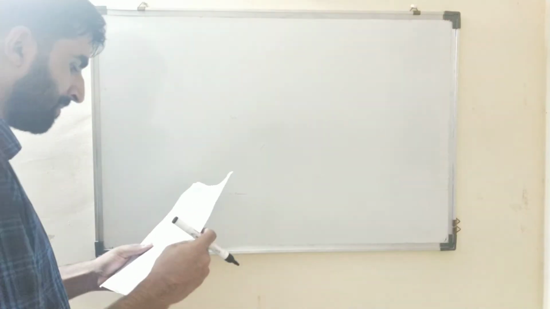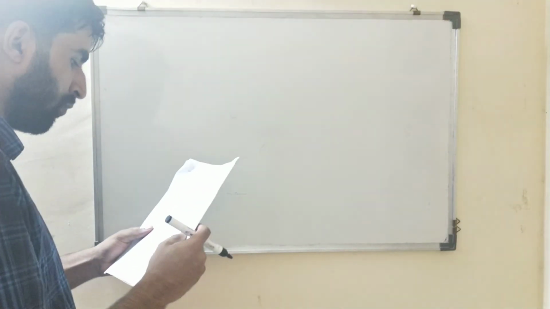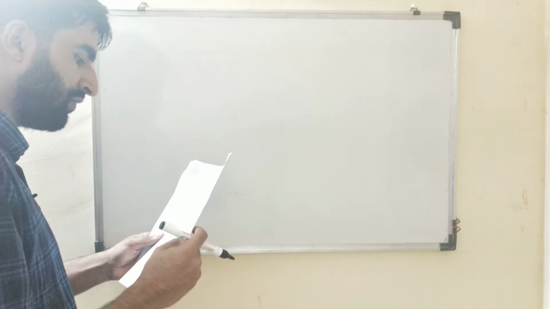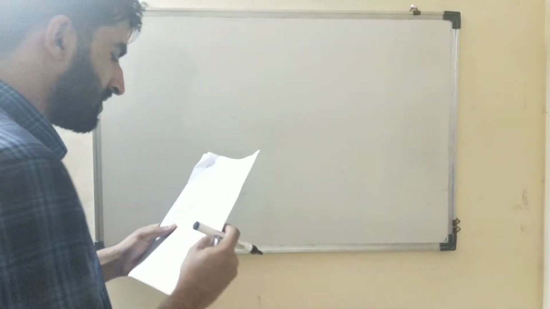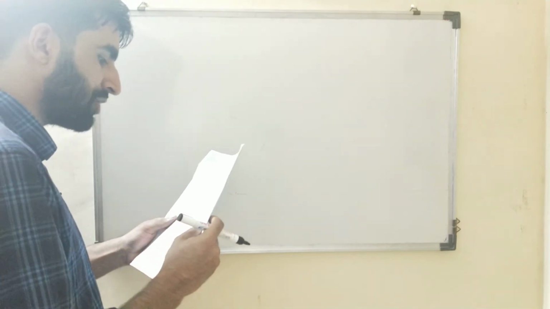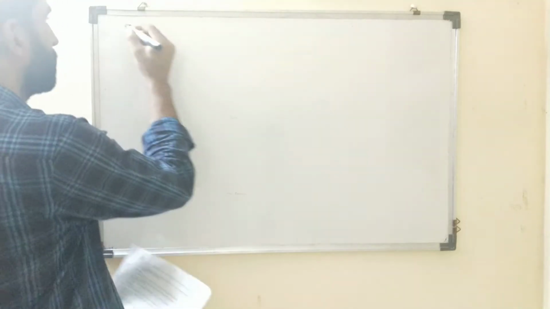What is the first question? A piece of wire of resistance R is cut into 5 equal parts. These parts are then connected in parallel. If the equivalent resistance of this combination is R dash, then the ratio R by R dash is. So, question number first.